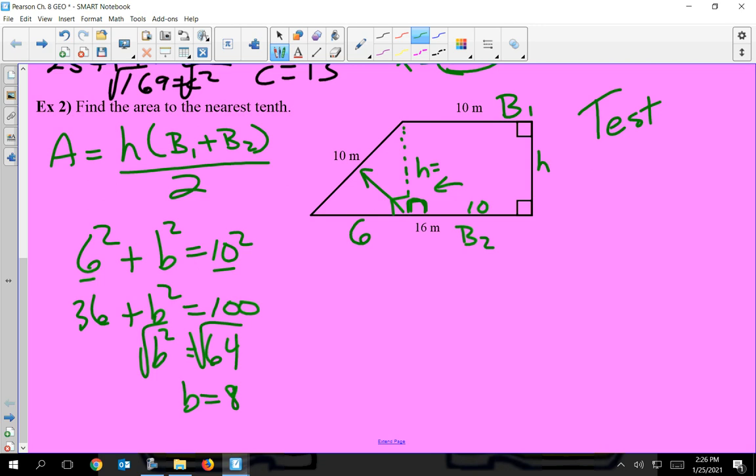So the height is now 8, and I can go ahead now and take my b1, which was 10, my b2, which is 16, and now I found my h is 8, okay? And I can plug it into my formula right here. Sometimes you can't remember the formula, but remember I've got a triangle on the left-hand side and a rectangle on the right. I could find the area of both of those and then add them together. Okay, so I'm going to let you guys decide what you want to do. Why don't you go ahead and do your math and find the area of this trapezoid, okay? So if you want to hit pause, then come on back.